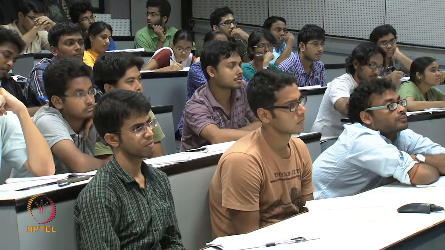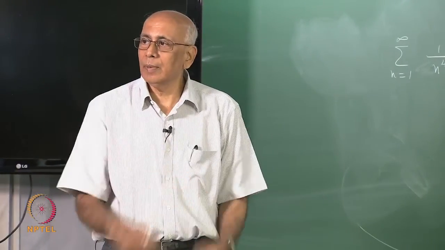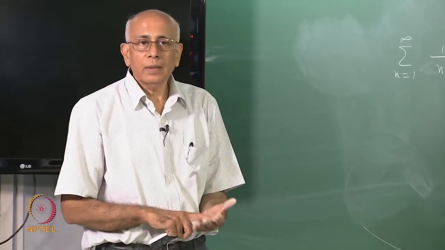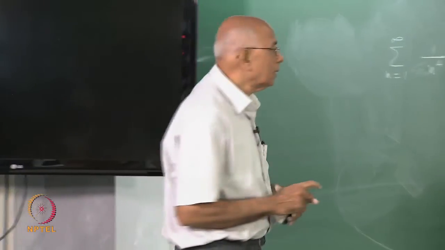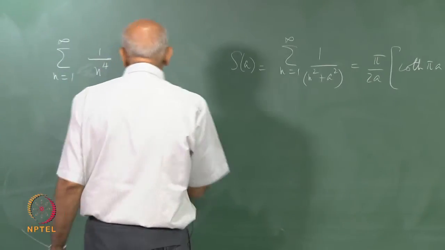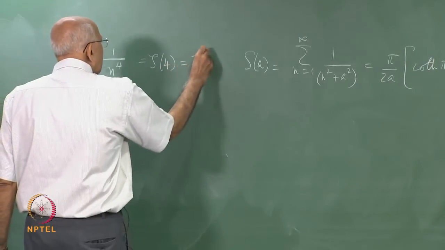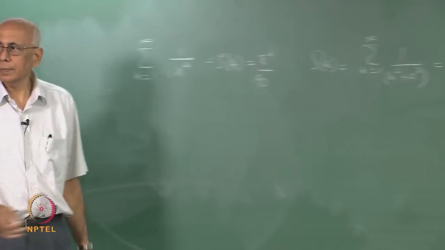So from this s of a, by continued differentiation with respect to a and then letting the limit a go to 0, which you have to do carefully, you can evaluate the zeta function at all the even positive integers. This turns out to be zeta of 4 and so on. Okay.